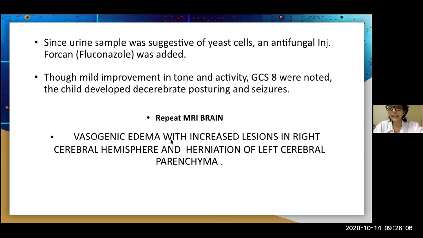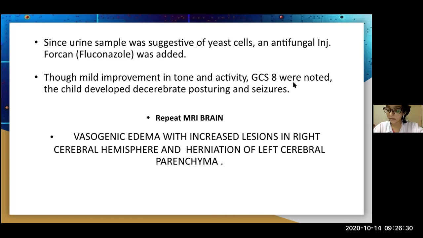Then, since we were collecting samples every second day, on one day we saw that the urine sample was suggestive of yeast cells, and hence we decided to add an antifungal agent, that is fluconazole. Though mild improvement in tone and activity was noted, the Glasgow Coma Scale score was still at 8. The child then developed decerebrate posturing and seizures.